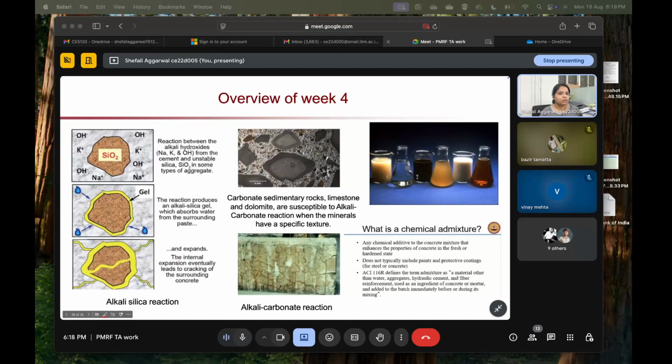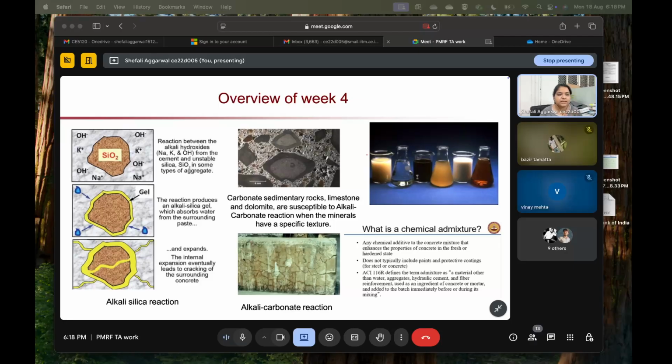Now we have read about the different types of aggregates. We know when aggregates come into contact with the concrete, there is a formation of the ITZ, the interfacial transition zone. But at this interfacial transition zone, there are some problems happening. What are those problems? Mainly we have 2 types of problems. First is alkali silica reaction, second is alkali carbonate reaction.